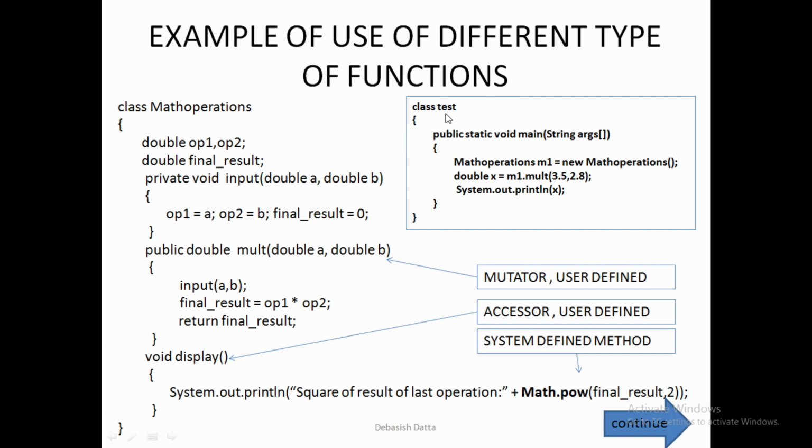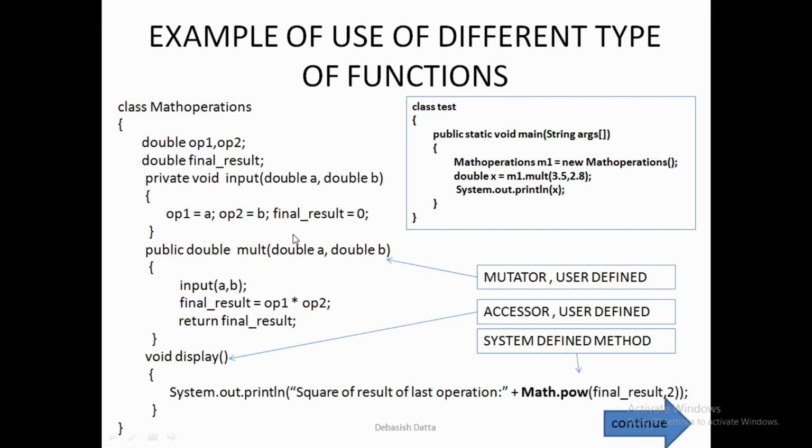And in another class, Test, I have created an object of the MathOperation class. Using that object, I have called the mult method with some values. As I have discussed previously, whenever a function call occurs, the value from the actual parameter gets copied into the formal parameter. This will be the case here. So after this function call occurs, a and b will have the values 3.5 and 2.8 respectively.